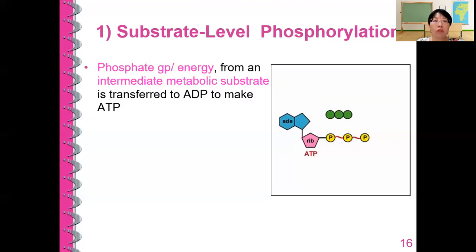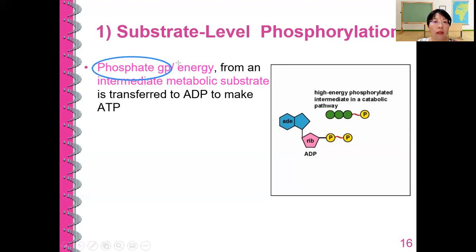So this is the definition or the meaning of substrate-level phosphorylation. What happens is a phosphate group or energy from an intermediate metabolic substrate, right, which are all the C all the way until H I mentioned just now, they are intermediate metabolic substrates. Metabolic means the reaction, so intermediate reaction substrates. So the phosphate or the energy from this substrate is transferred to ADP to make ATP.